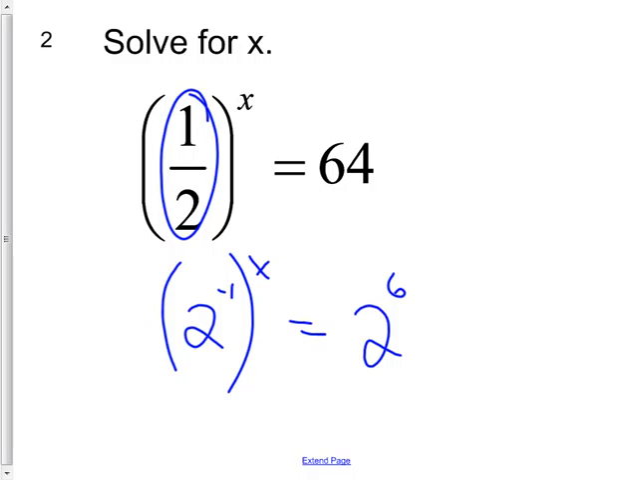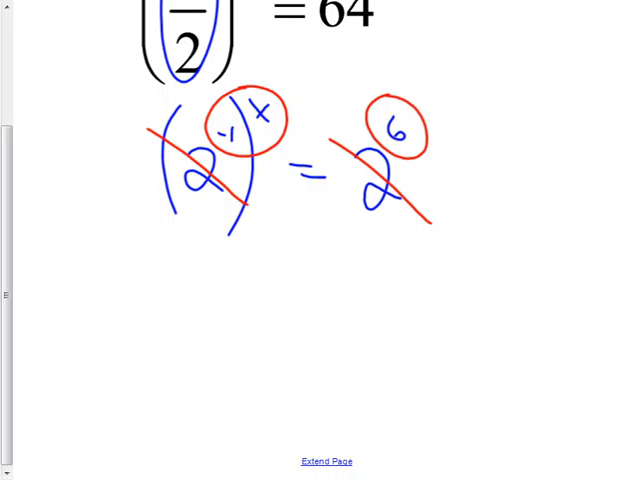Then the bases cancel. Do you get that negative x has to equal 6? If negative x equals 6, then x would equal -6. Either way, the answer is -6. 2 different ways to do that one.